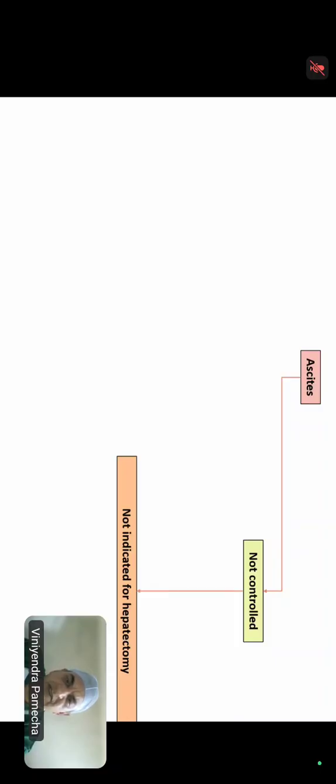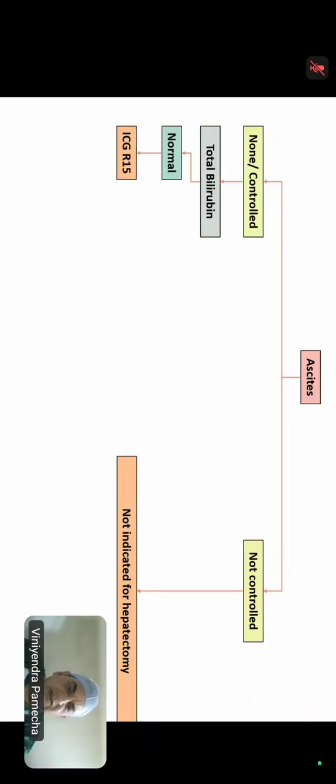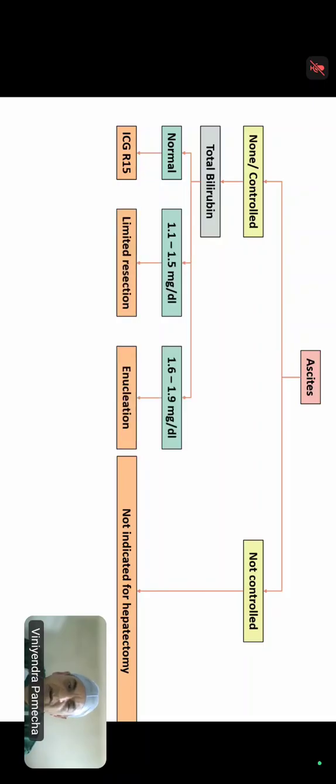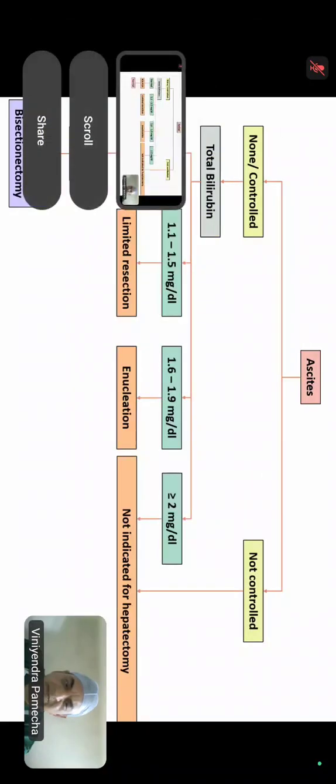Obviously, if there is ascites, then major liver resections are contraindicated. If ascites is controlled, then you look at the bilirubin, whether it is normal or high. Depending on bilirubin levels, you can decide: if it is more than 1.5, then it is about segmental resection. If it is more than 2, then you should not be resecting.